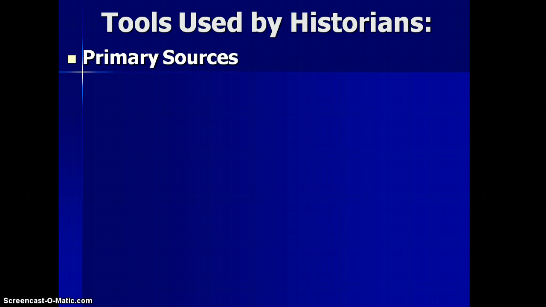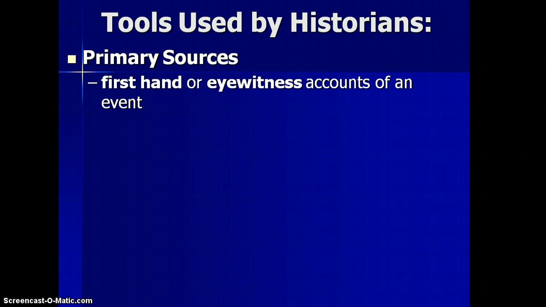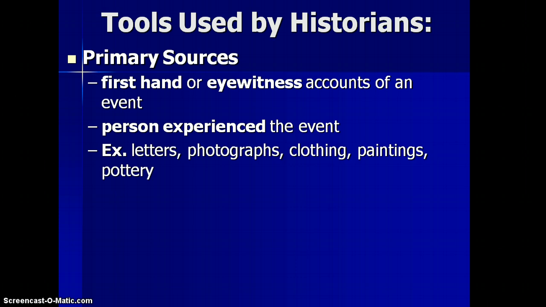So the first thing that we have to define is primary source. What is a primary source? A primary source is going to be a first-hand or eyewitness account of an event. So this is going to be a person that was actually there. They experienced the event. So these are going to be actual records that have survived from the past. So some examples: letters, photographs, clothing, paintings, pottery, things like that.